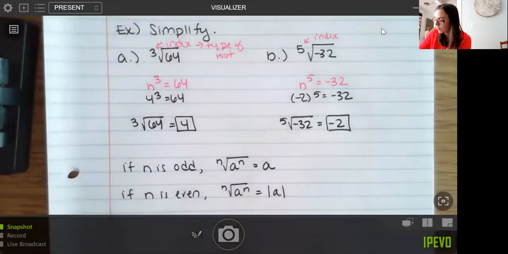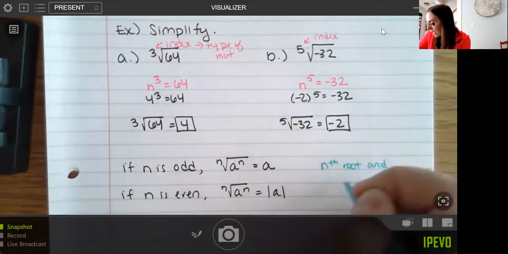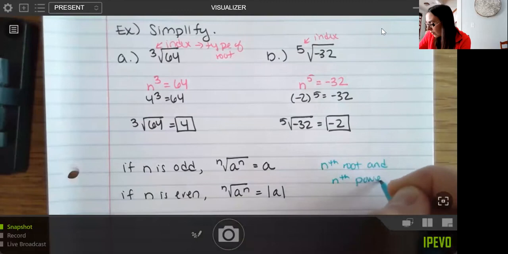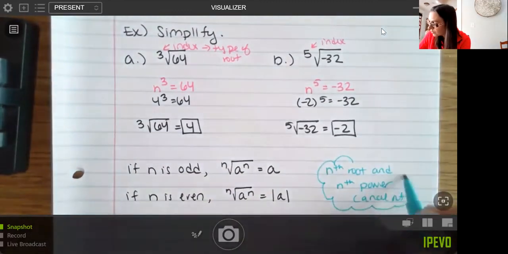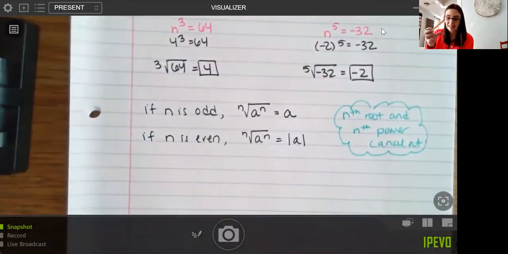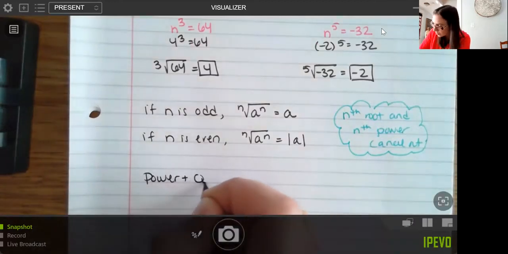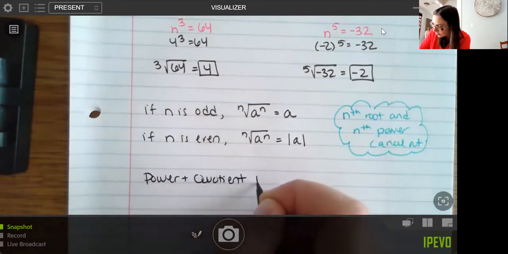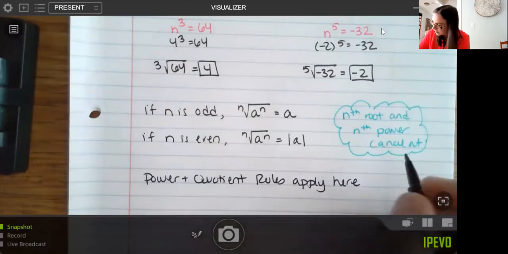Okay, so remember, the takeaway here is that an nth root and nth power cancel out. And then you just have to be careful. So sometimes we take the absolute value, sometimes we don't. But remember, you can always use order of operations. So if you simplify inside first, then you should still get the right answer. The other thing we have is that the power and quotient rules apply here as well.